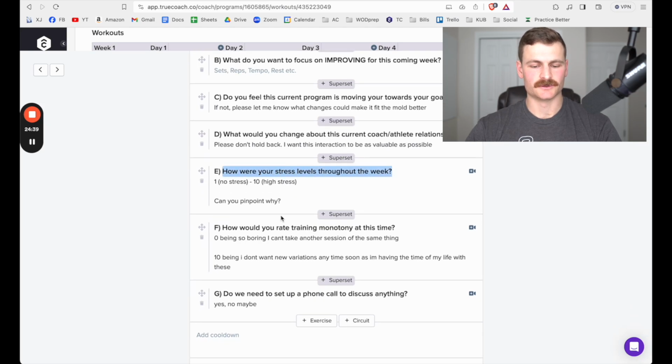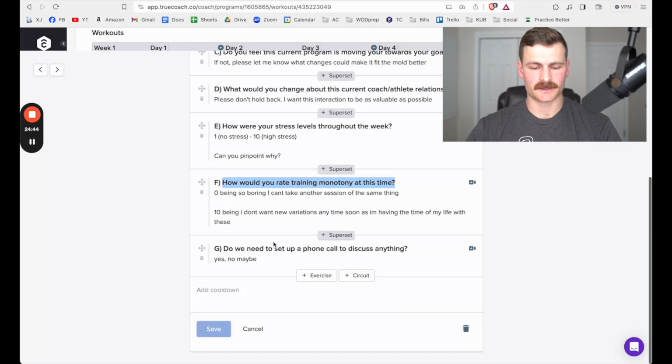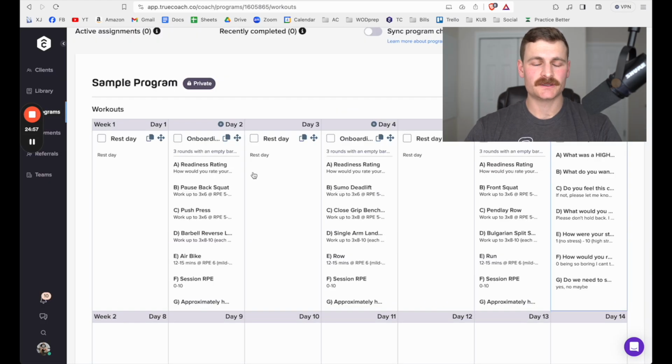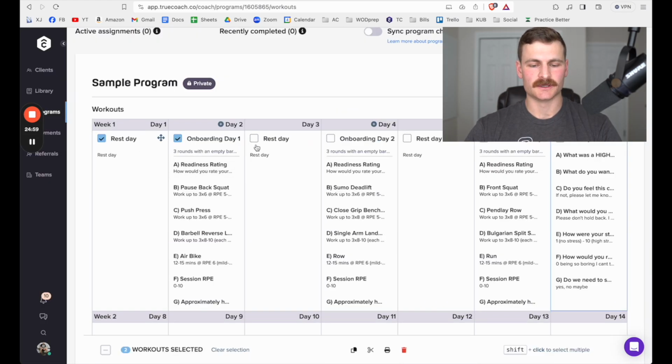How are the stress levels through the week? How would they rate training monotony? Are they bored at all with the program? I would hope not at this point. And then do we need to set up a call for anything? So now that we have the first week done, we can go ahead and move on to the second week.